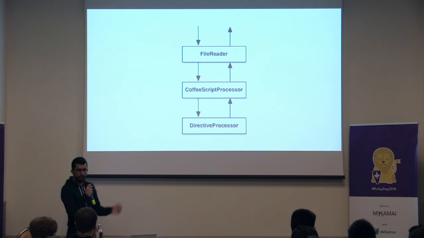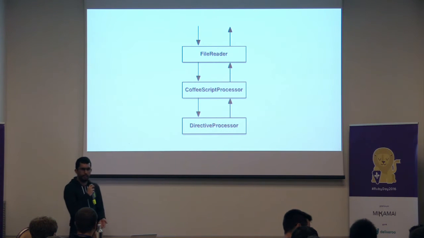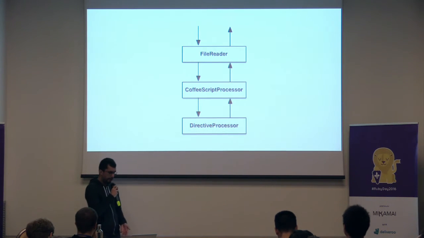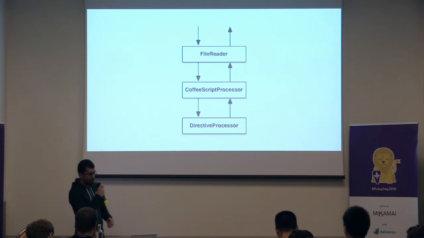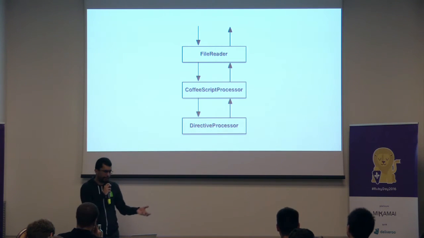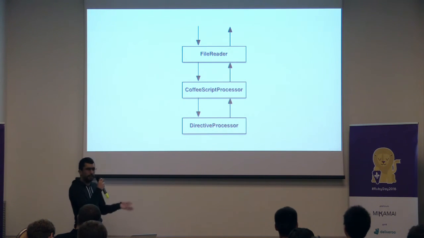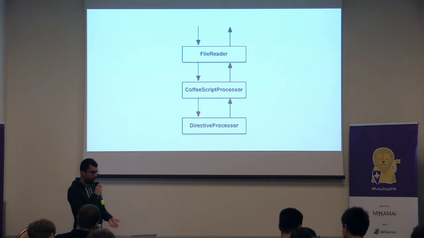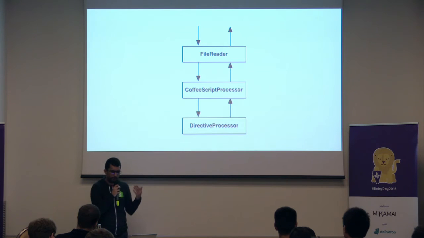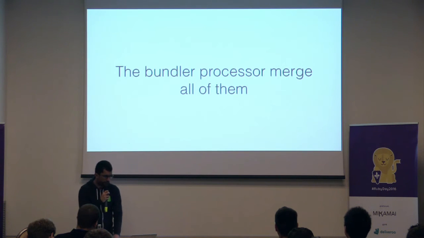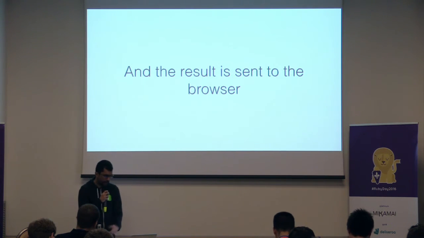So you have the file processor on the top of the tree, and let's say that you have CoffeeScript files, you have the CoffeeScript processor, and in the end you have the directive processor, and those arrows are the direction that the assets are coming in. Like, your file header is going to get the file inside the file system and pass it to the next processor on the chain, and that processor is going to pass it to another processor in the chain until it returns back to the browser. So it's returned back to the bundle processor that merges everything together, and the result is sent to the browser.